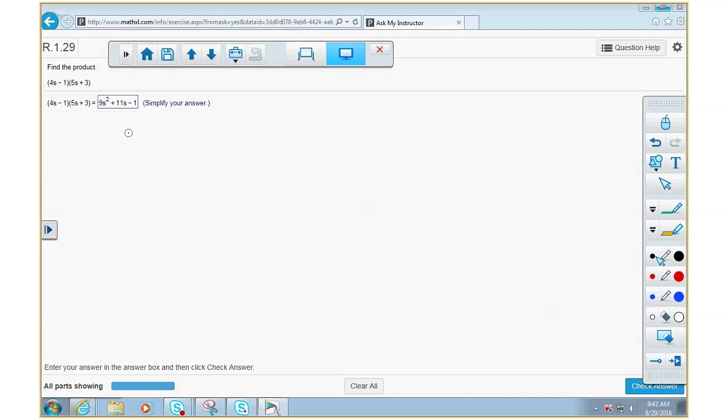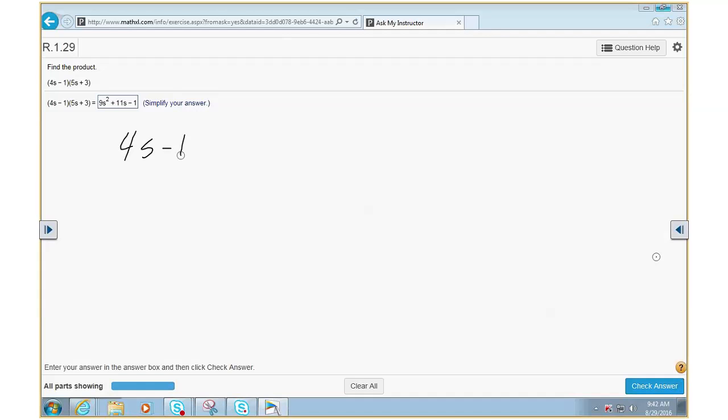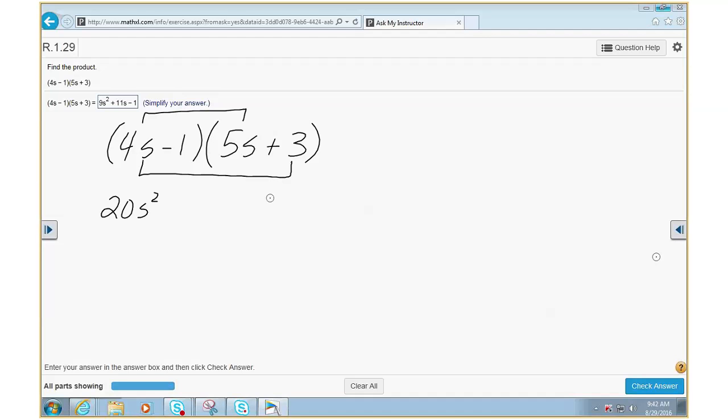So 4s minus 1. See, isn't that nice? 5s plus 3. You don't have to wait 2 or 3 seconds. And use your FOIL method. That's going to be 20s squared. Outer, outside plus 12s. Inside minus 5s. And last, minus 3.